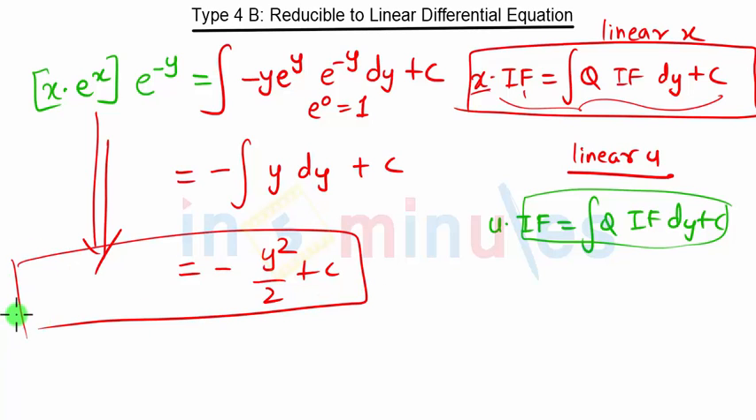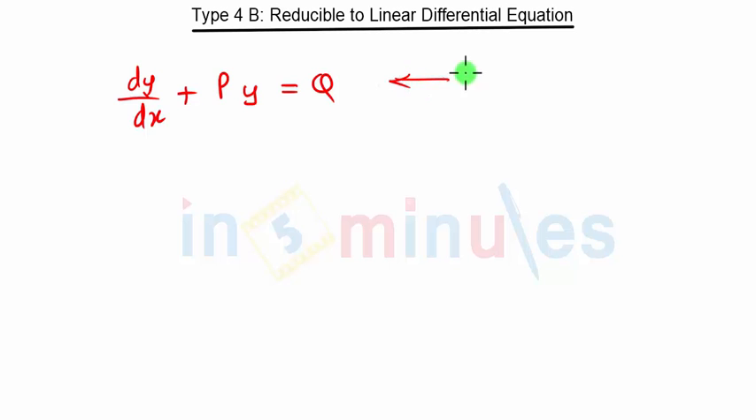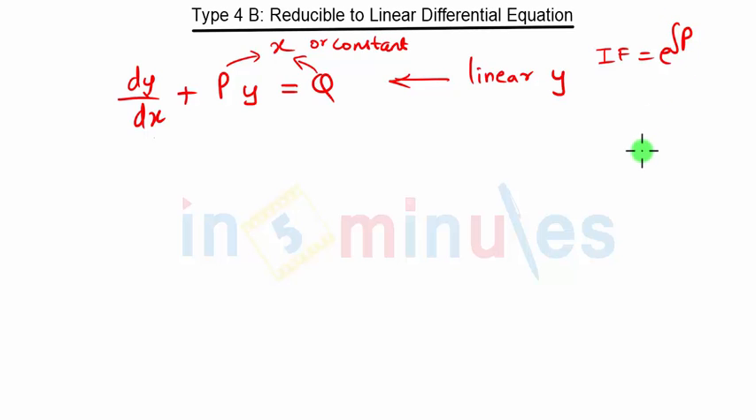So what is the logic behind this type of reducible to linear differential equation? I am going to teach you something. So this is the linear equation in y, where p and q are functions of x or constants. In this case, our integrating factor is e raised to integration of p. If the equation is in this form, our integrating factor is e raised to integration of p. Only here dy or dx will change. Whatever is in the denominator will come here. So here in the denominator it is dx, so it will be e raised to integration of p dx.